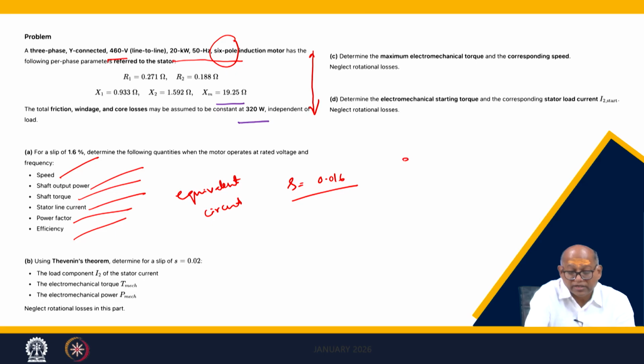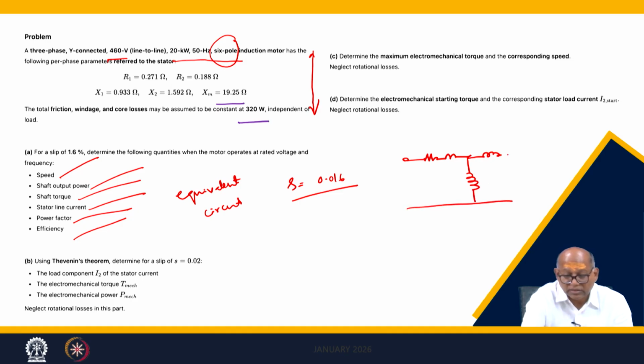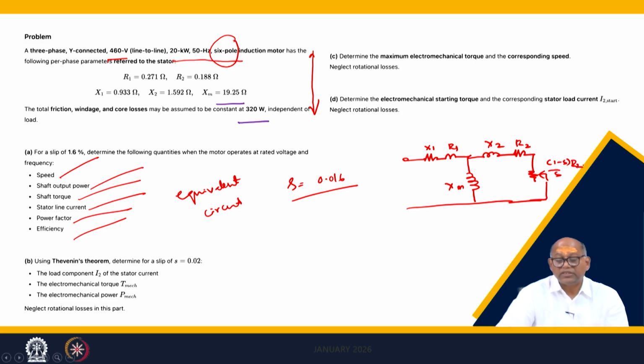So, what is the equivalent circuit? This. We neglect the core loss current branch, so only this. This is the equivalent circuit. So this is X1, this is R1, this is Xm, this is X2, R2, then (1 minus s) by s into R2. Okay, this is what it is.